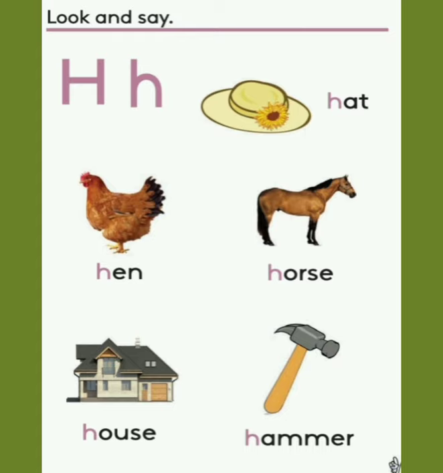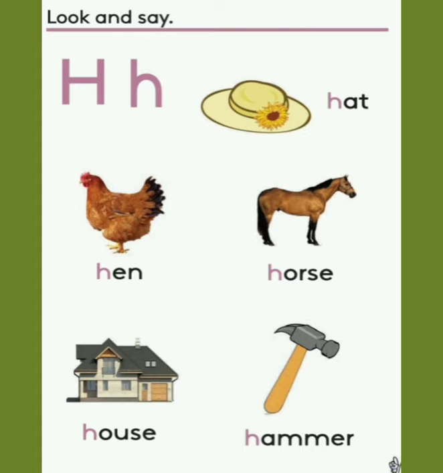Listen to me carefully. Okay, hat, hat, hen, hen. The third picture, horse, horse. Fourth one is house, house. And the fifth picture, that is the last picture, is a hammer, hammer.